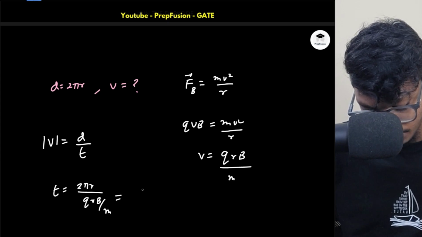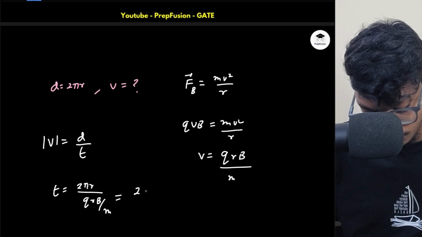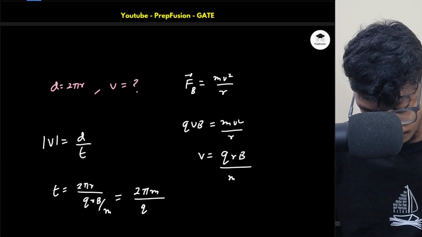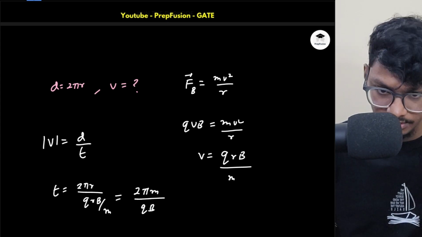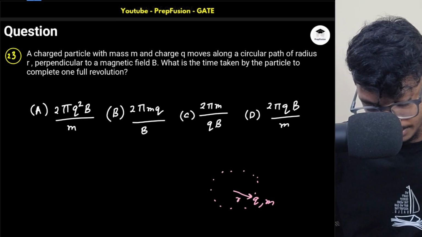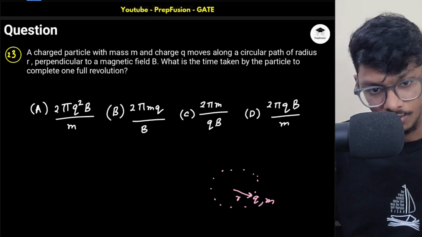So m will go at the top and r will get cancelled. So it will come out to be 2 pi m by qB. Okay, 2 pi m by qB. Option C will be correct.